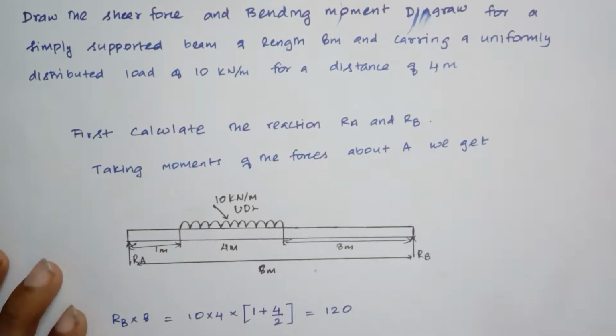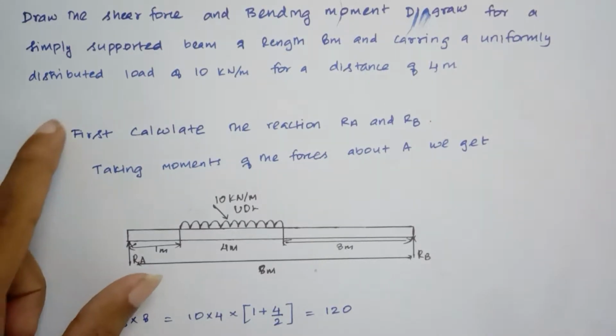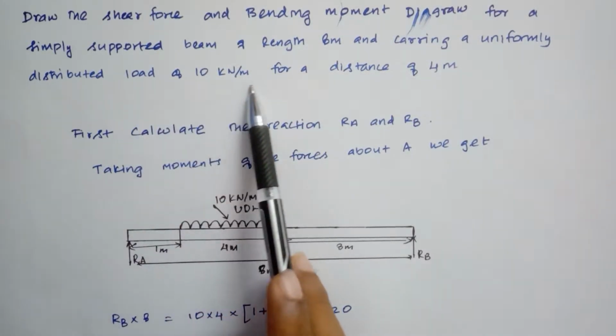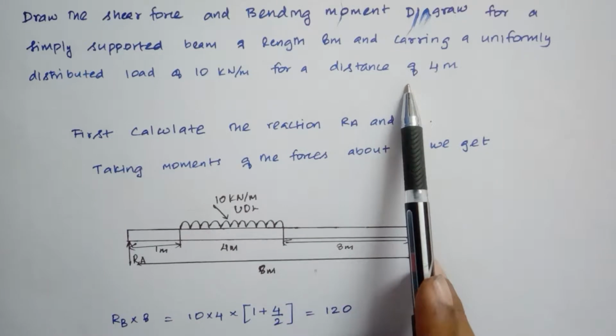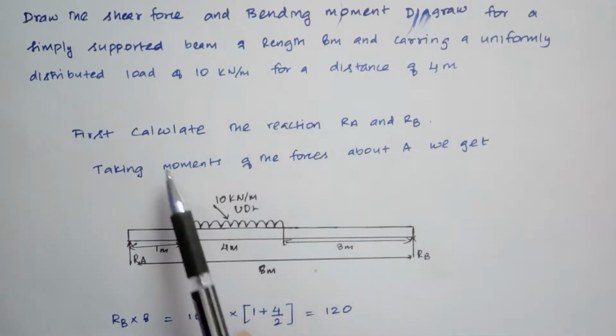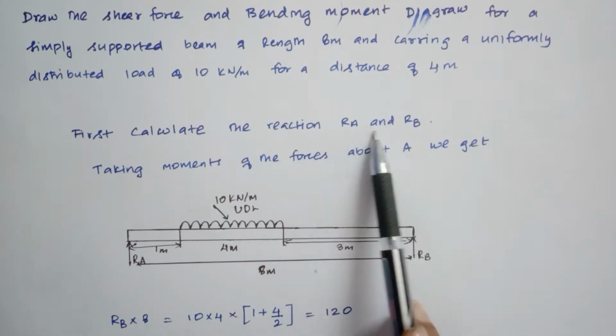In this video, we are going to see about the shear force and bending moment diagram for a simply supported beam of length 8 meter and carrying a uniformly distributed load of 10 kilonewton over a distance of 4 meter. First, calculate the reaction forces Ra and Rb.